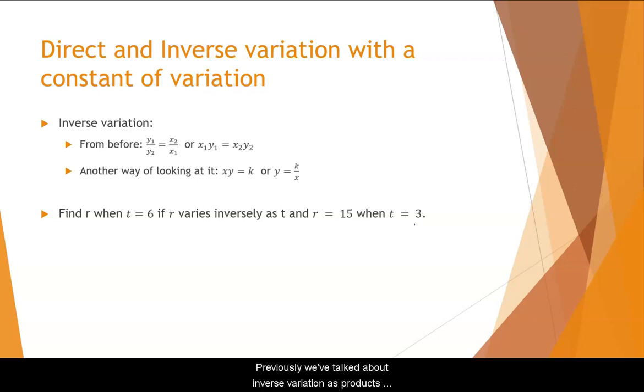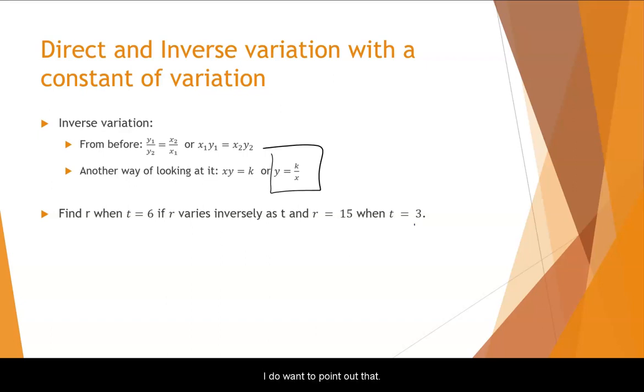Previously, we've talked about inverse variation as products being equal, like x1 y1 equals x2 y2. Another way to think about it is with inverse variation, the product is a constant. So instead of having one constant equal another, we could have the product equal some constant of proportionality, or constant of variation, k. We can solve this for y by dividing both sides by x, and we get y equals k divided by x. This is a standard form for inverse variation.